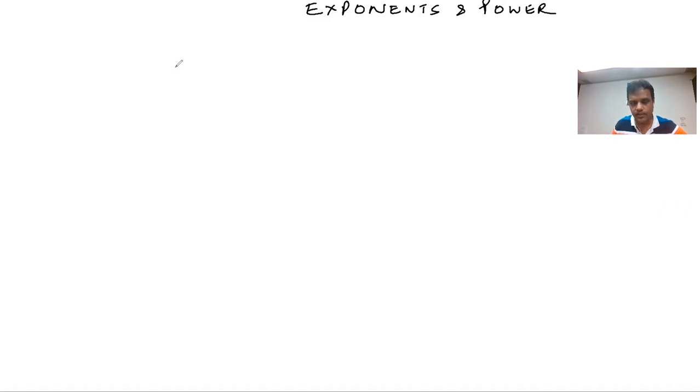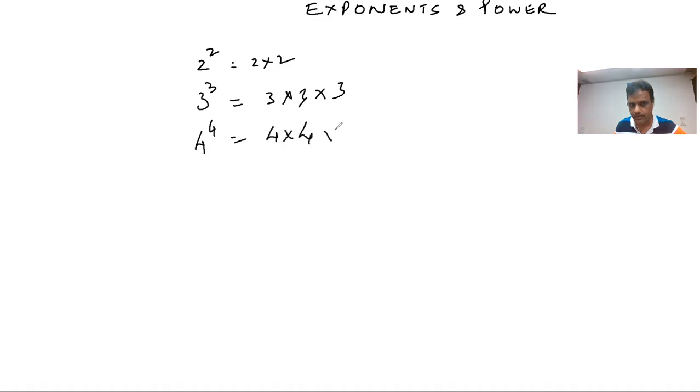We have already done this in the previous classes, where we have studied, like, 2 square. You remember we have studied about squares and cubes. So 2 square can be written as 2 into 2. 3 cube can be written as 3 into 3 into 3. When a number is multiplied by the same number, we can represent it in the form of a power, and so forth. We can write 4 to the power 4, which simply means we have to multiply the same number 4 times. This is what exponents are going to talk about.